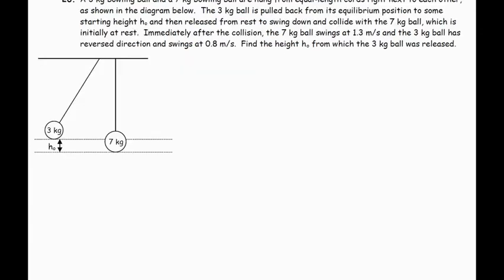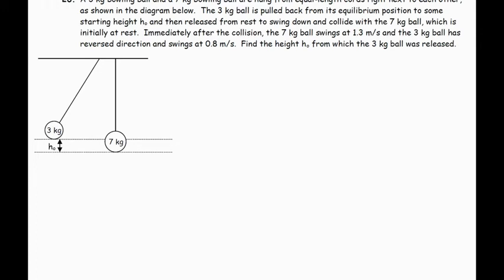Now, in this case, I have a 3-kilogram bowling ball and a 7-kilogram bowling ball. They're hung from equal length cords right next to each other, as shown in the diagram below. The 3-kilogram ball is pulled back from its equilibrium position to some starting height H initial, and then released from rest to swing down and collide with the 7-kilogram ball, which is initially at rest. Immediately after the collision, the 7-kilogram ball swings at 1.3 meters per second, and the 3-kilogram ball has reversed direction and swings at 0.8 meters per second. Find the height initial from which the 3-kilogram ball was released.